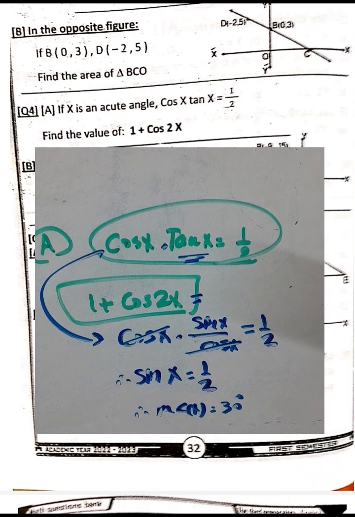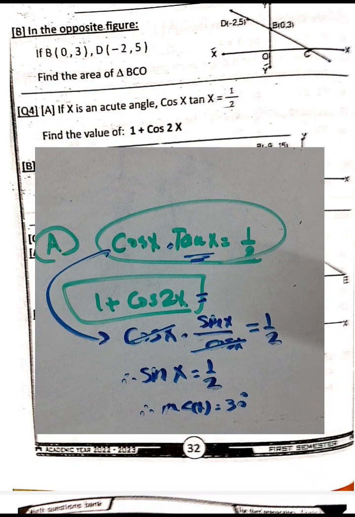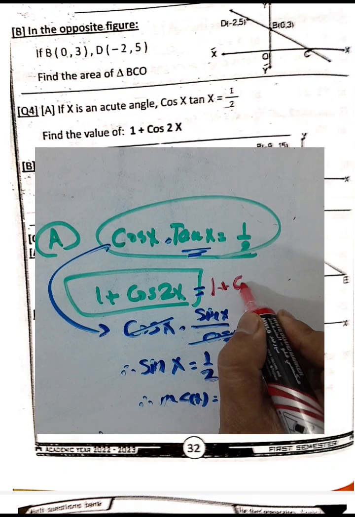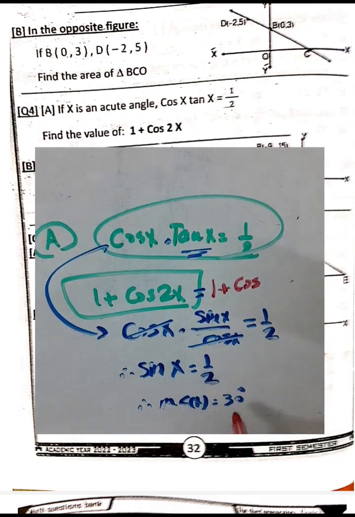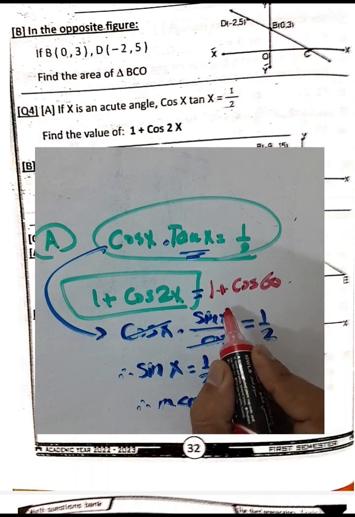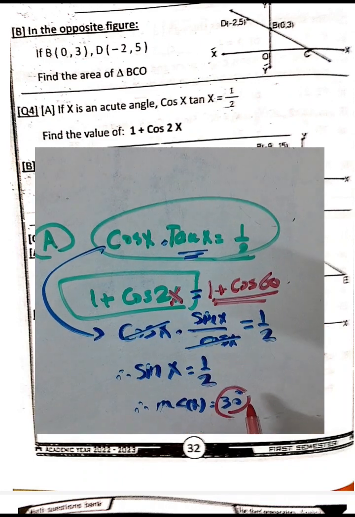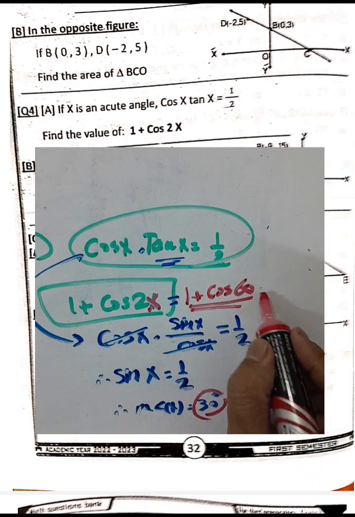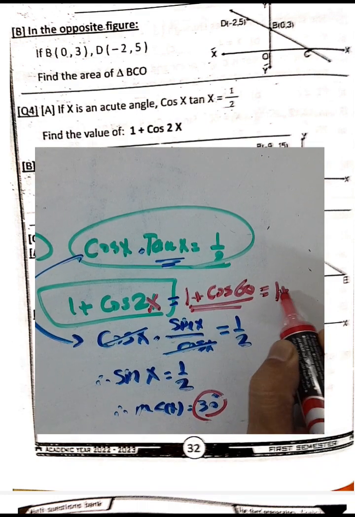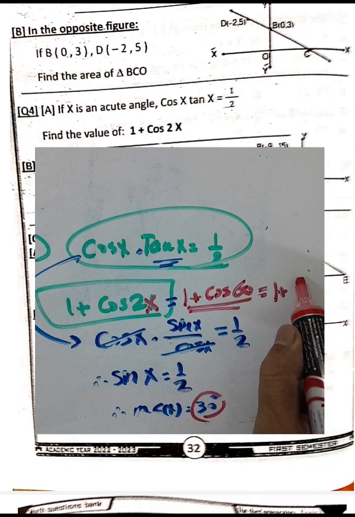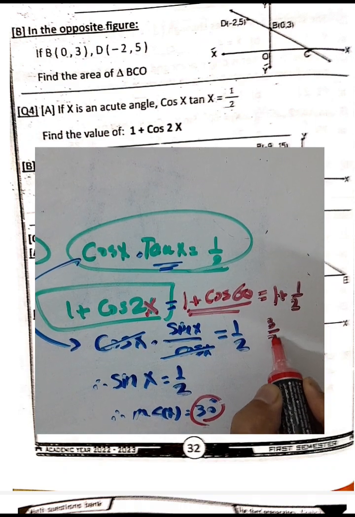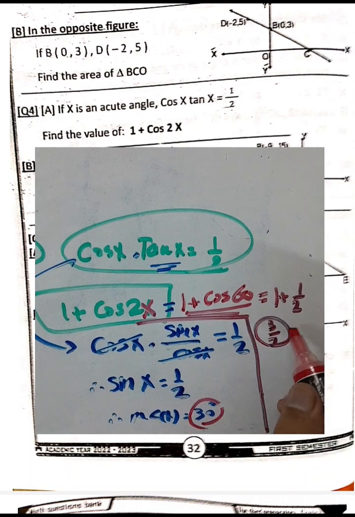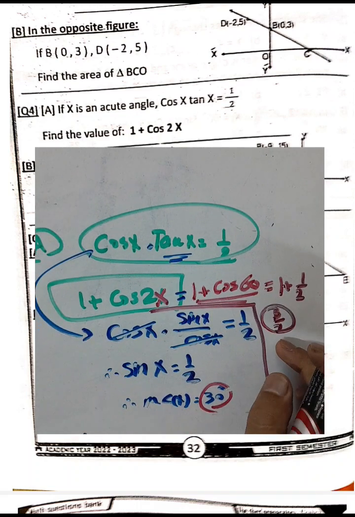Then 1 plus cosine 2x, we can write 1 plus cosine 2 times 30, it will be 60. Okay, again x here, I find the value of x equals 30. Then the result will be 1 plus cosine 60. 1 times cosine 60 equal what? Equal half. The result will be 3 over 2. It's the result of this example. Okay, the steps here and the final solution here will be 3 over 2.